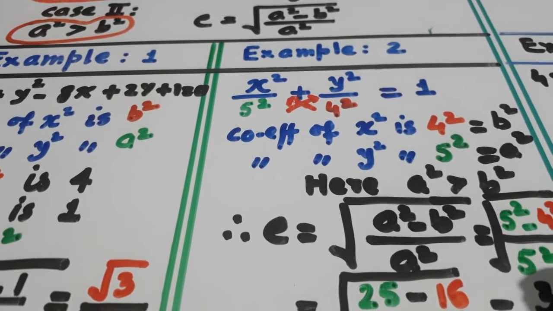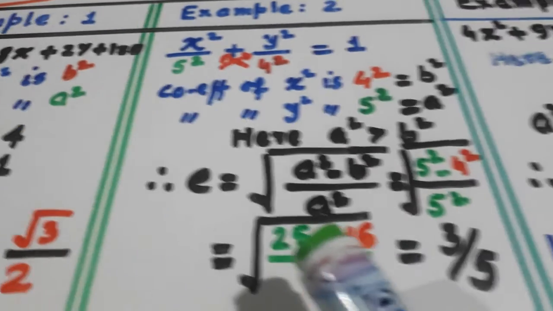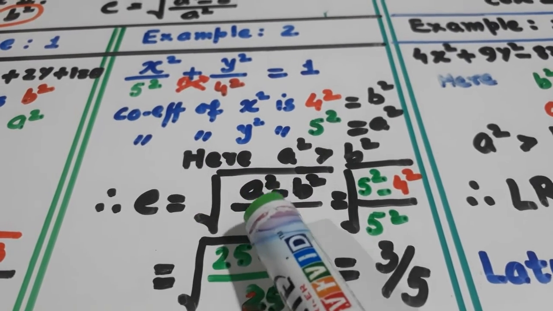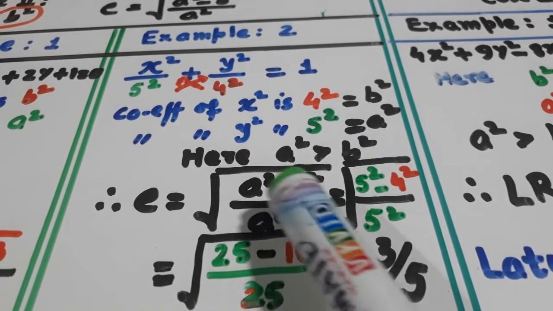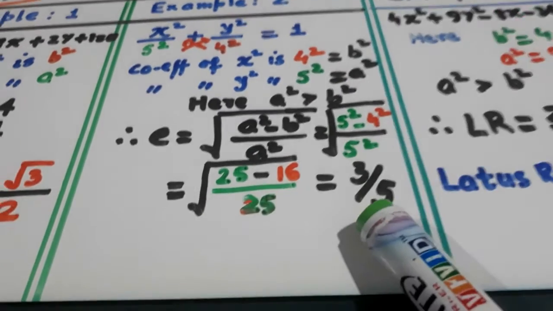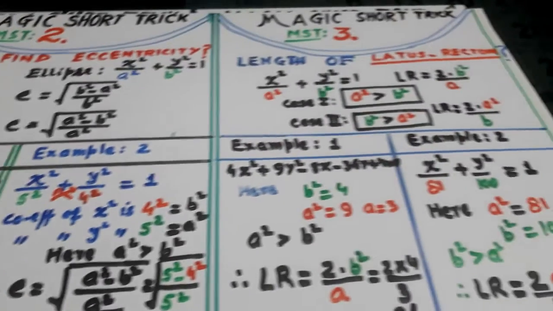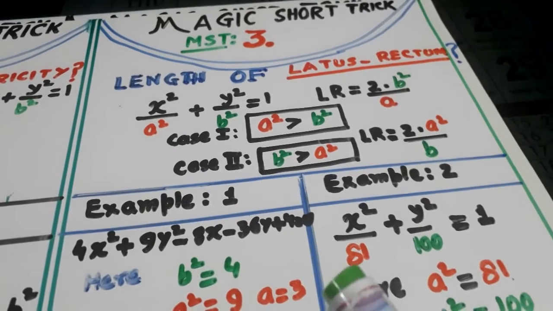A square 5 square है, b square 4 square है, a square is greater than b square. So formula is E is equal to, बड़े में से छोटा घटाना है, बड़ा a square है, a square minus b square over a square. So you get 3 over 5. Very simple, very simple. Now let us go to magic short trick number 3, MST 3.